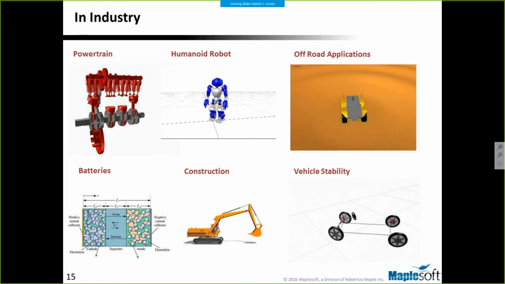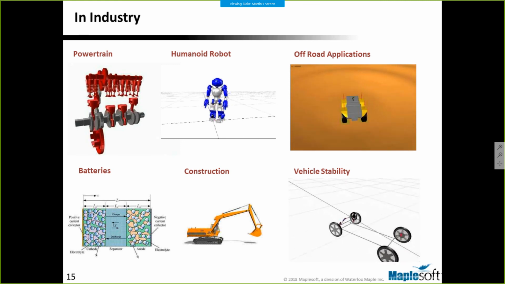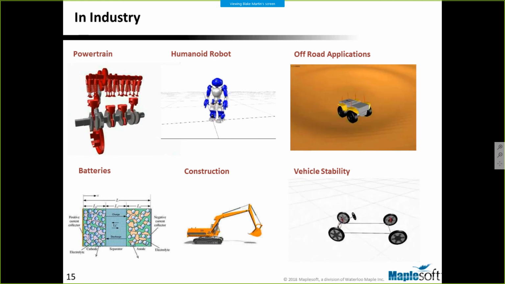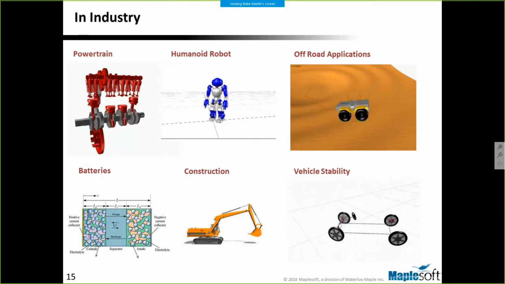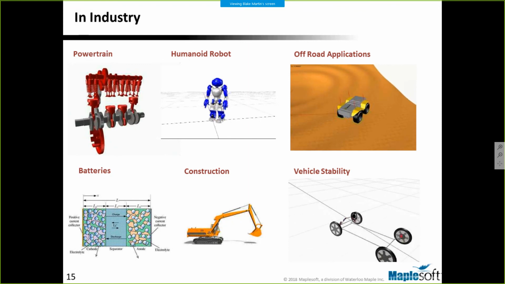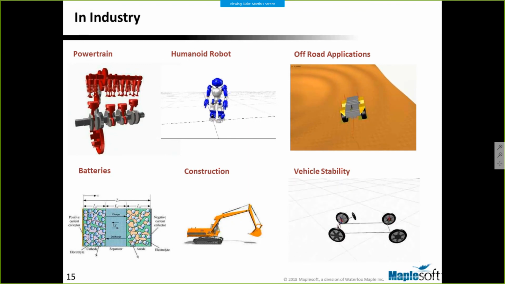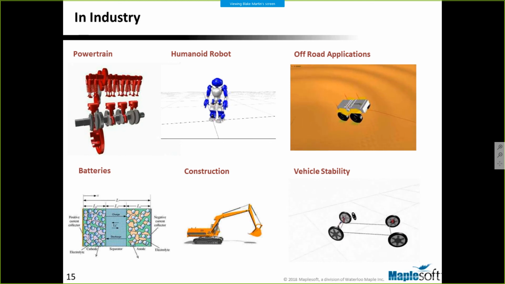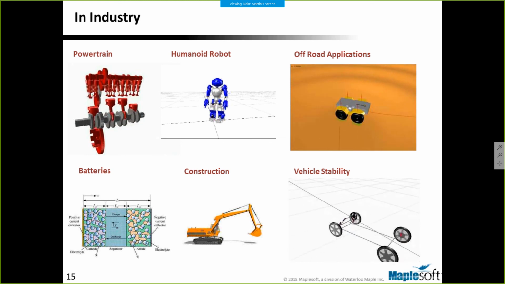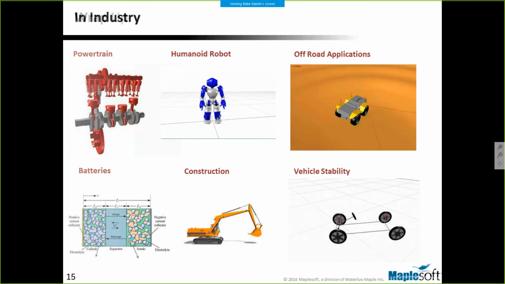We can use it for construction applications. So for example, if we want to model an excavator, we can see how much load can we put into the bucket before things start to break, or before the mass is too large and it starts tipping things over. And then also vehicle stability, so we can use it for control applications, and build up controllers that way and see what works and what doesn't.